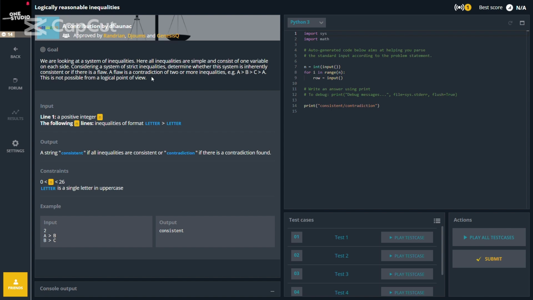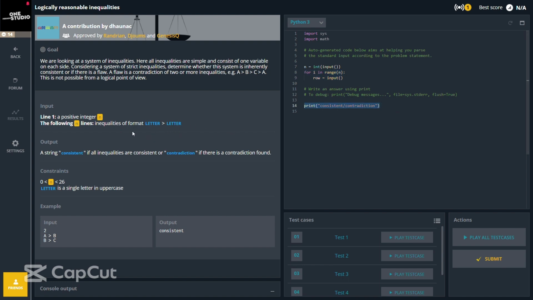A flaw is a contradiction of two or more inequalities. This is not possible from a logical point of view. I'm going to continue using Python. So for the first line, the coding game is providing me a positive integer n. The for loop is inequalities of the format letter, greater than symbol, letter.